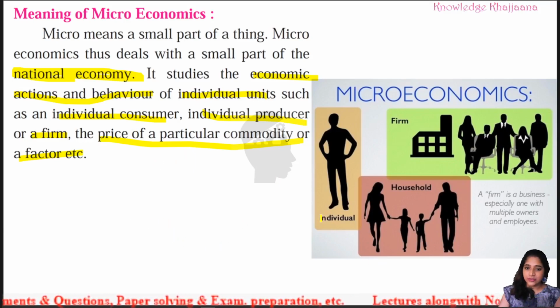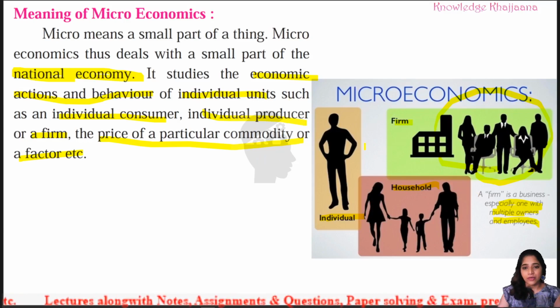See, an individual means a specific person, and his behavior towards the economy. A firm: suppose this is a firm, the behavior of a specific firm related to the economy. And household means the people living in one home, how a specific, single home will behave related to the economy. That is learned under microeconomics. A firm is a business. What is meant by firm? A firm is a business, or specifically, a business with multiple owners and employees. That is called a firm when there are many employees and many workers.